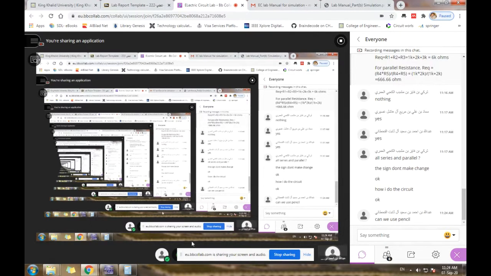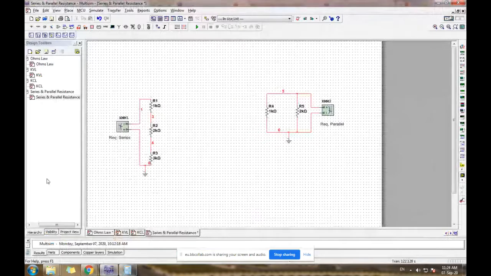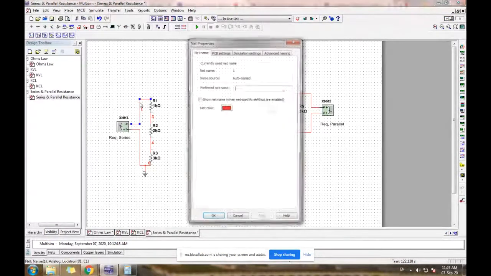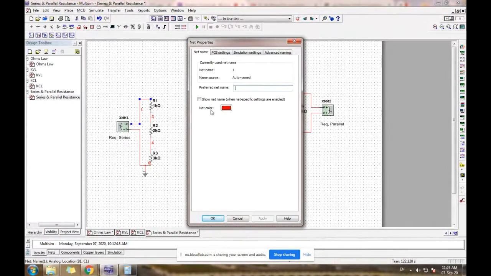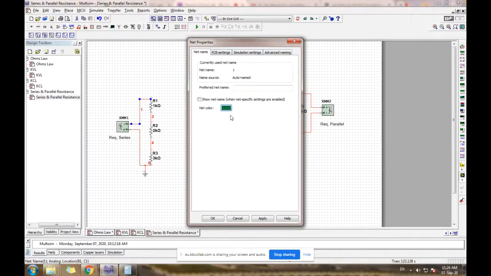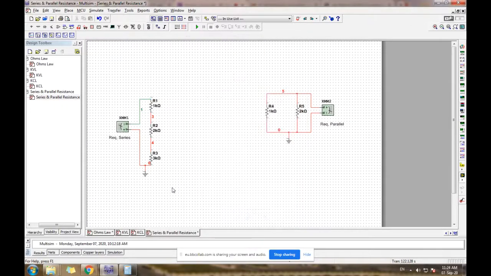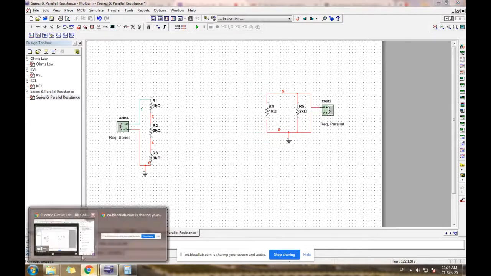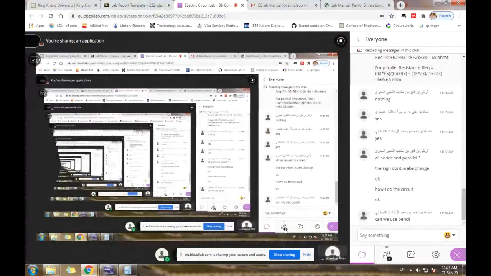And also, brothers, there is one more thing I want to show you. The wire connection is red, but you can change the connection color also. Here, in net color, you can use any color as you like. Suppose I use green, it will be green in color. You can change the color as you like. That is one more thing I wanted to show you. So this is about experiment number one.